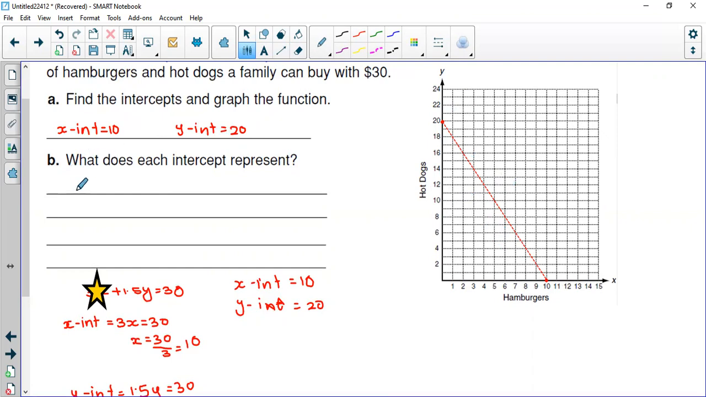Now, the question continues asking, what does each intercept represent? Again, if I'm writing the x-intercept, it's going to be 10, 0. What does this 10 show? 10, that's the value of x, is the hamburgers. And what does the value of y show? It shows hot dogs. When the value of hamburgers is 10, that means the hot dogs are 0. So what does the x-intercept represent? The x-intercept represents the number of hamburgers that can be bought when no hot dogs are bought, because hot dogs are 0.